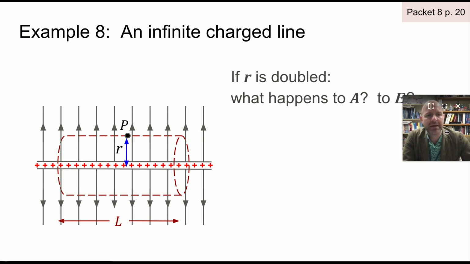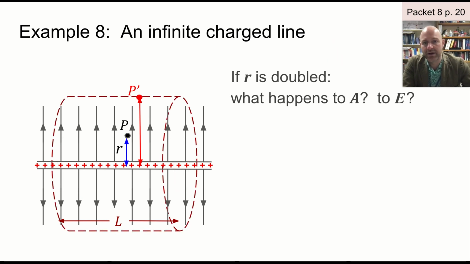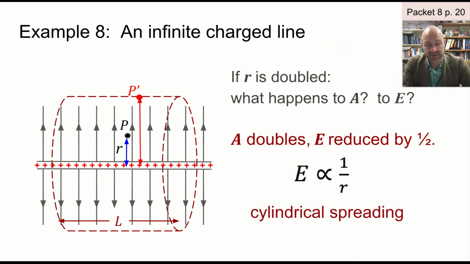So what happens if we look at a few examples? If you double the radius, what happens to the area and to the electric field? If you go to some new P prime, we have to draw a new Gaussian surface, which is bigger. But if the radius doubles, the area doubles, and the electric field strength goes down by half. So we have our cylindrical spreading, 1 over r relationship for the electric field.